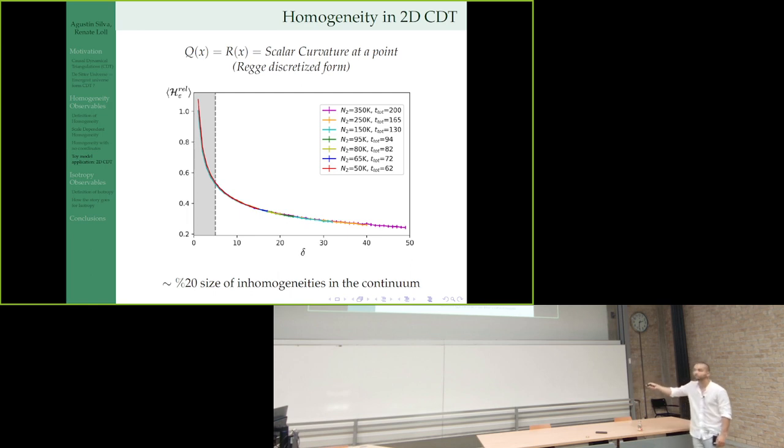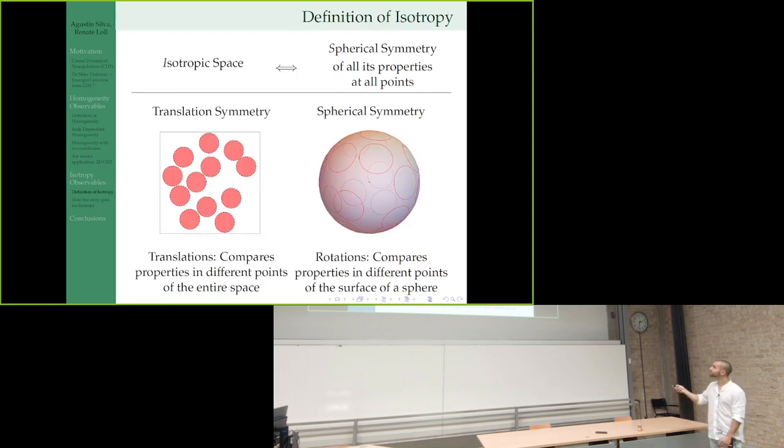In the case of two-dimensional quantum gravity, which is just a toy model, I'm not claiming this is something physical, but it indicates that in the continuum limit of this two-dimensional model, you get 20% inhomogeneity. So the fluctuations are 20% of the mean value, which is quite large. So this indicates a very inhomogeneous continuum limit.